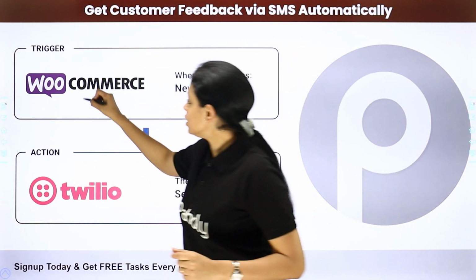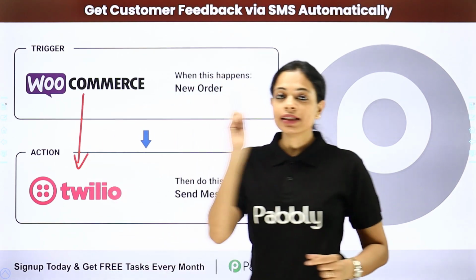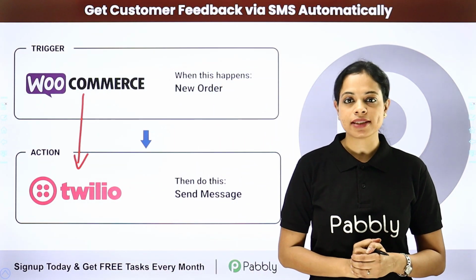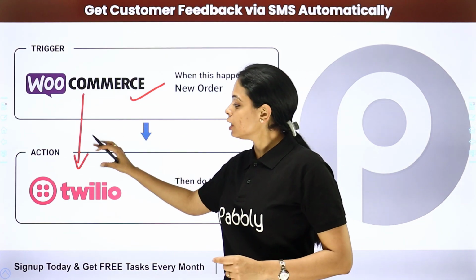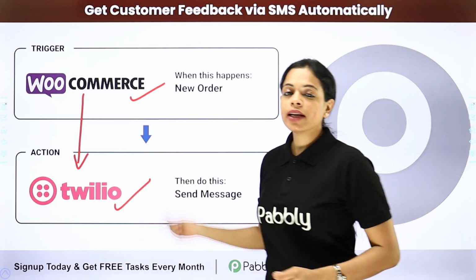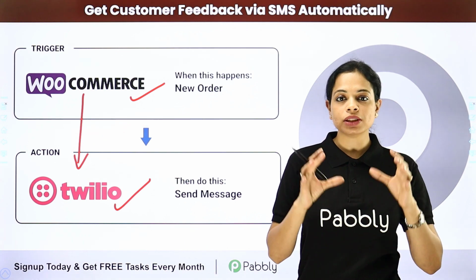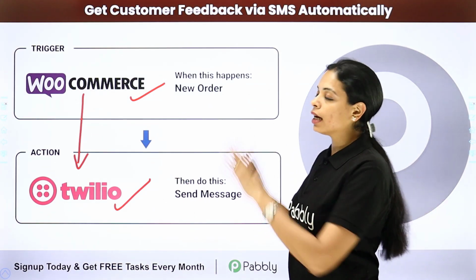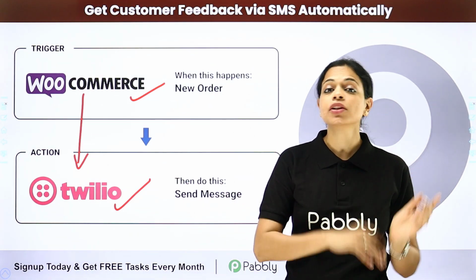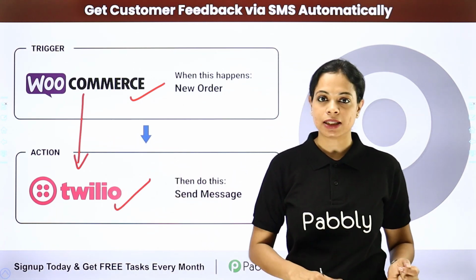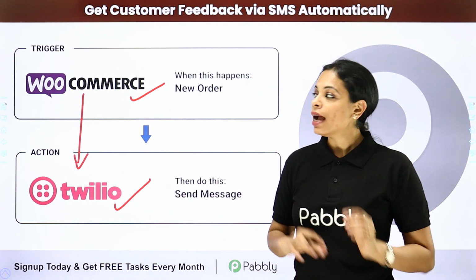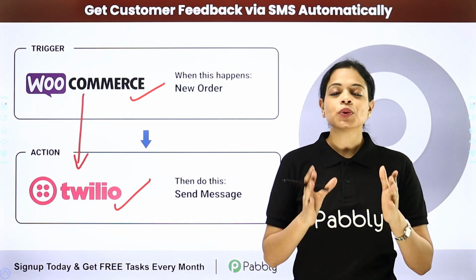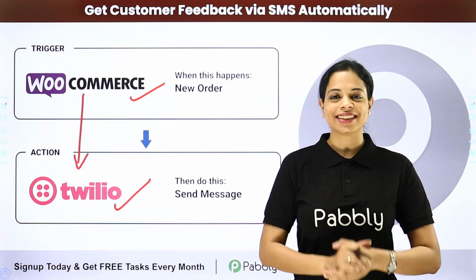For this, you will have to integrate the two applications, and the same thing can be done using Pabbly Connect software. So here your trigger application will be WooCommerce and your action application will be Twilio. Then again you are going to use a feature by Pabbly which is delay to delay your entire workflow for a few days, and then you will use Twilio once again. Now, how can this entire process be automated and how can you do this yourself? To understand that, let me take you to my screen.